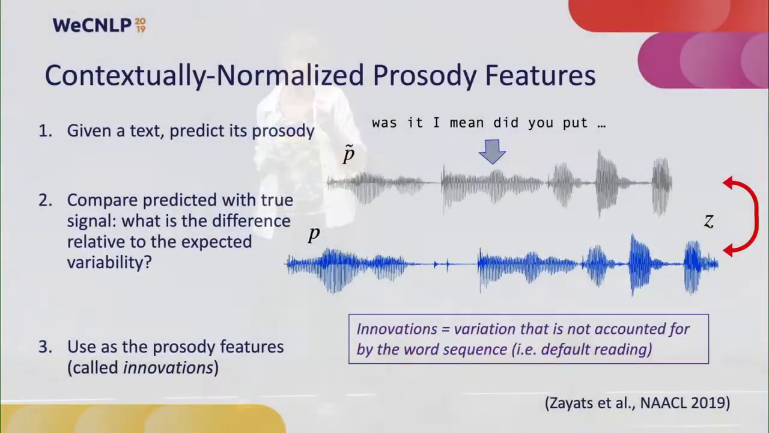Contextually normalized prosodic features. The key idea here is we're going to take the word sequence and say, all right, what do I think the prosody should be? In this case, "was it, I mean, did you?" What I think the prosody should be is kind of the default. Then I'm going to compare it to what I actually observed in the signal. In this case, let's say there's a disfluency, a correction, and you can see there's that big pause there. I'm going to look at the relative difference and use this as my prosody features.